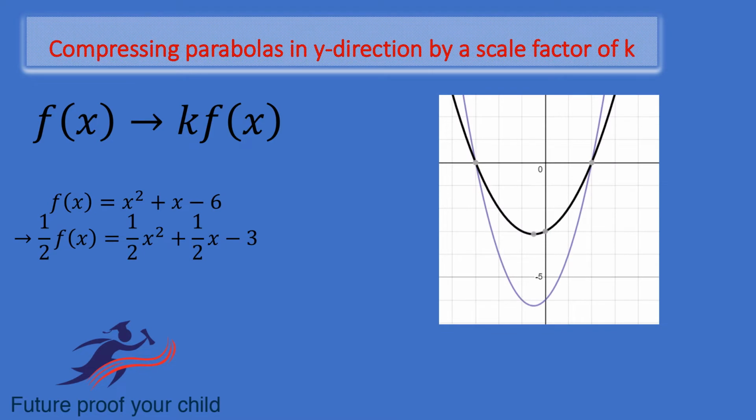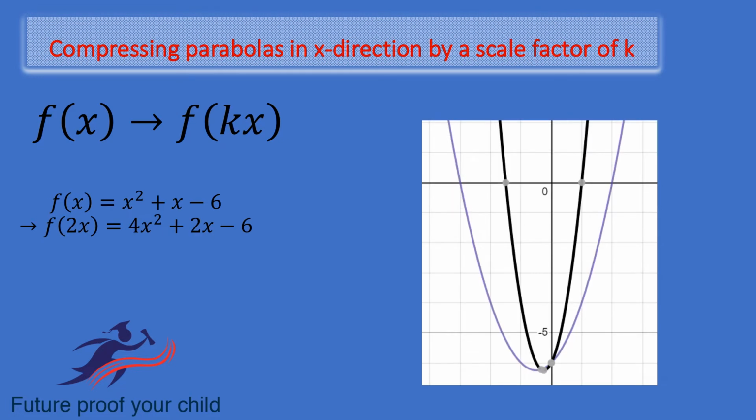Then have a look at compressing the parabola in the y direction by a scale factor of k. As you can see, it's a lot more narrow in my new graph when I multiply it. In the first one, the coefficient of x squared was 1, now it is a half. The coefficient of x was 1, now it is a half. It's a lot more concentrated closer to the y-axis, and a lot more narrow, although the x-intercepts remain exactly the same.